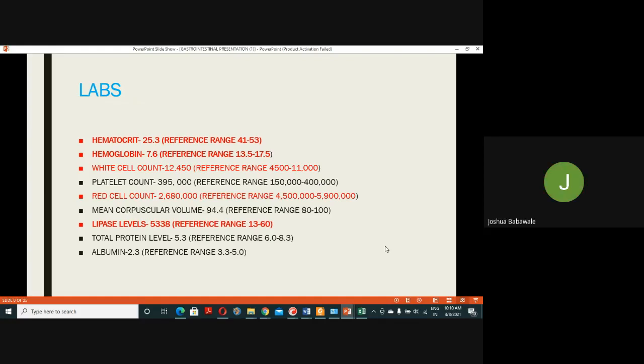So I'll be starting from the labs. As we can see here, the patient is anemic. His white cell count is slightly high, and also his lipase levels are really high. Albumin is also a bit low too. Next slide, please.